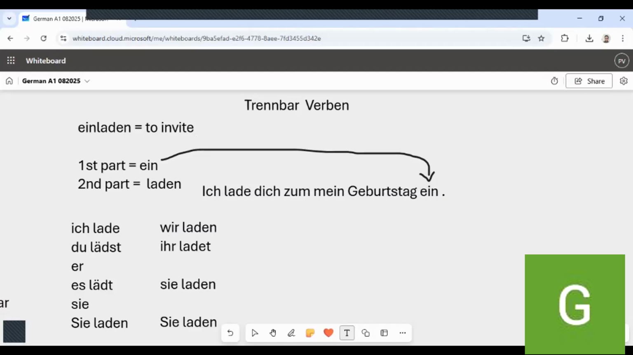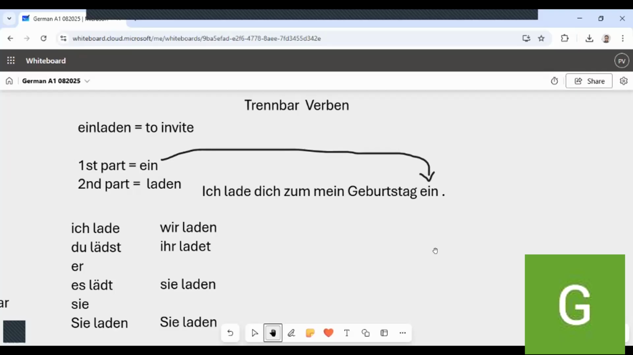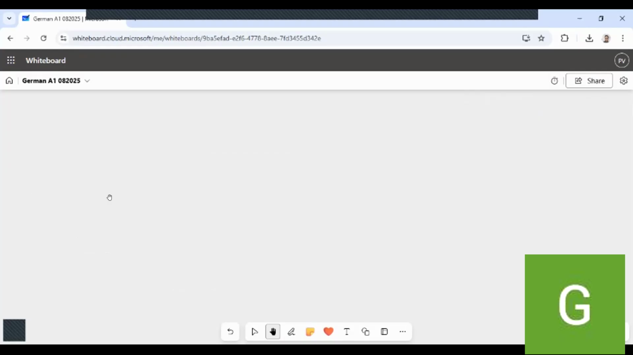So the second verb is abholen. Okay. So can you send a screenshot of this? Yeah. In the same way, I'll tell you how we are going to frame a sentence with the second verb. The second verb is abholen. Abholen means to pick up.